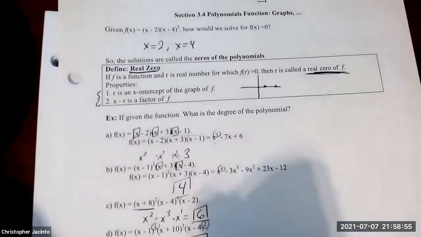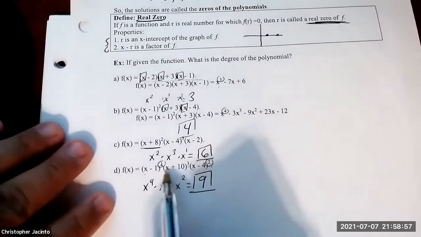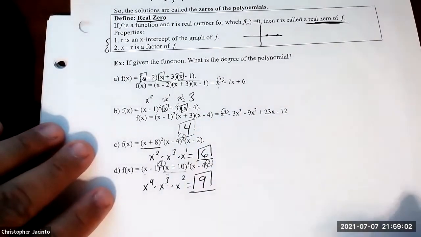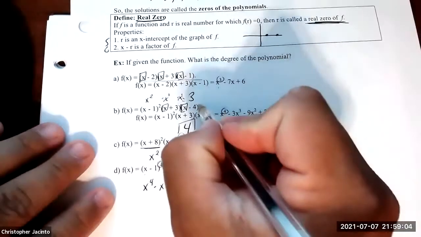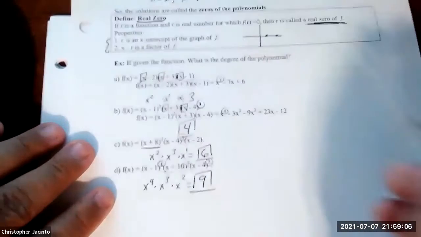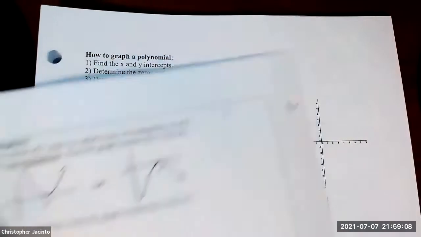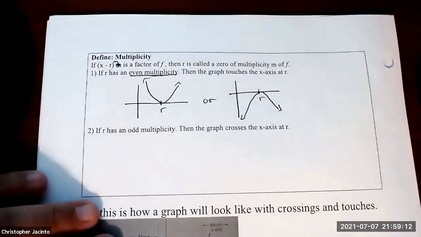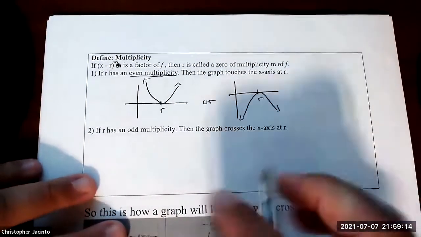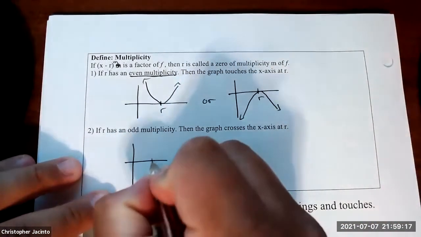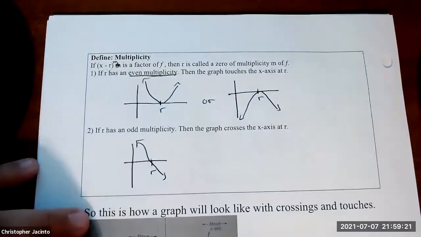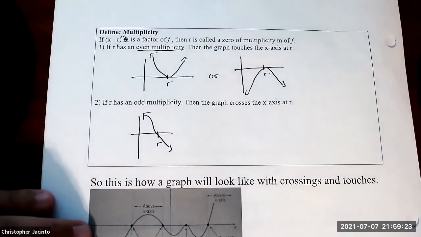So what happens if it's odd? If we go back over here, like the middle one, this is odd. That's a 3. Well, any odd number, or even 1, 1 is still odd, so that works here. That's odd there. So instead of touching, it crosses the x-axis. Again, if m is an odd number, it's literally just going to cross it. So if this is r, it just goes right through it.